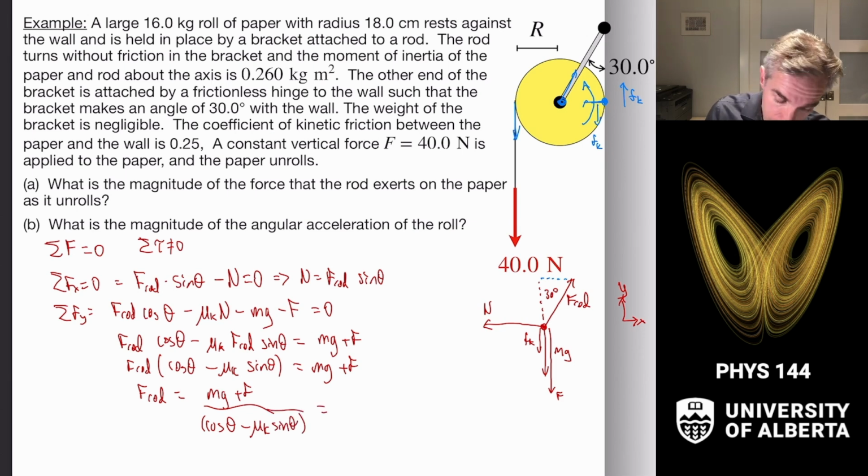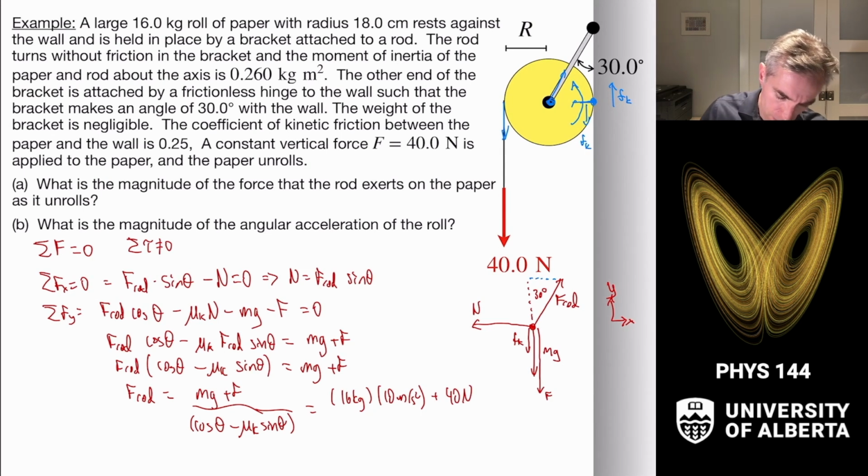And we can plug in some numbers. We know what the mass of the roll is. It's right up here. We know what g is. It's going to be 10. We know the force that's being pulled on it, which is F. So this is going to be 16 kilograms times 10 meters per second squared, plus 40 newtons, which is how hard we're pulling down on it.